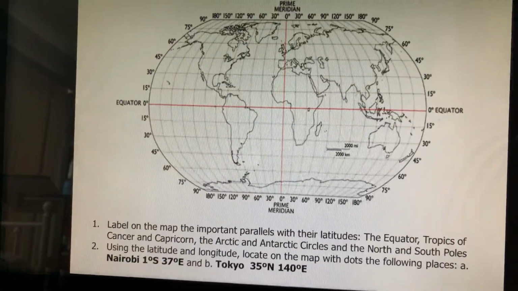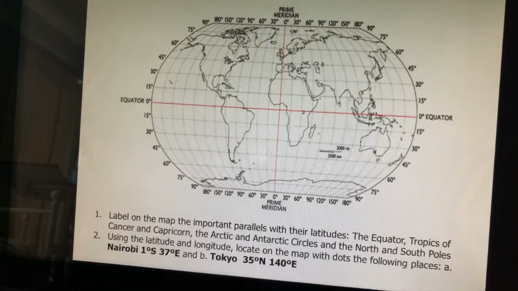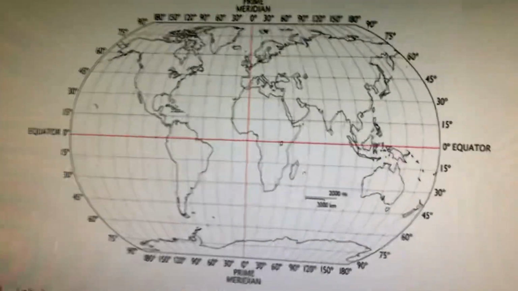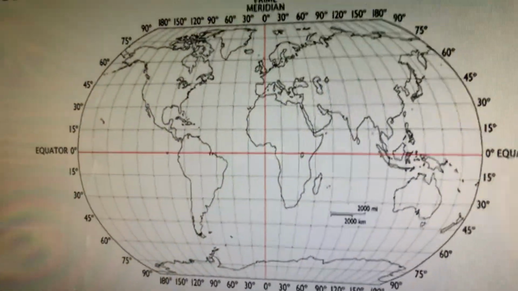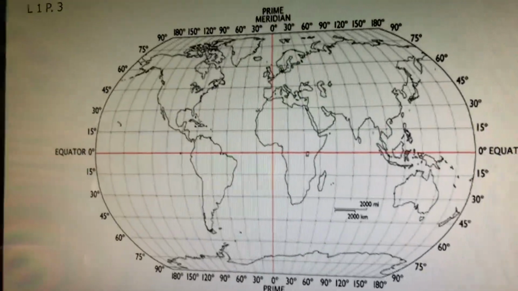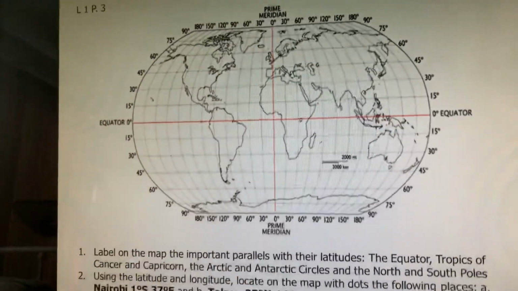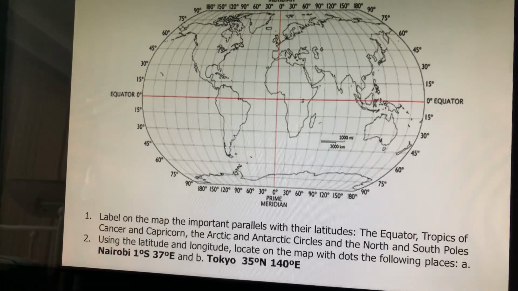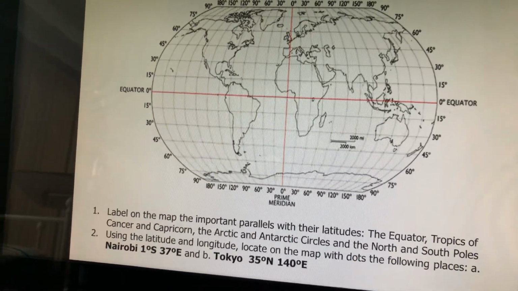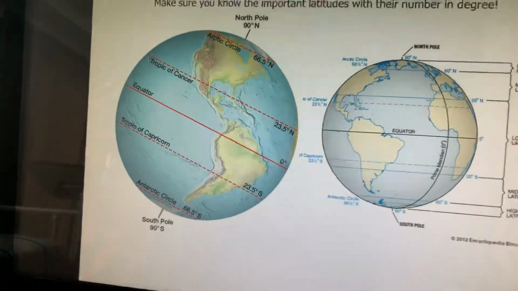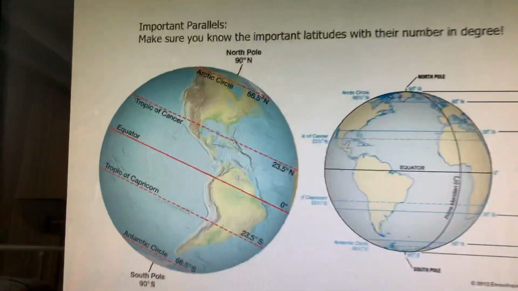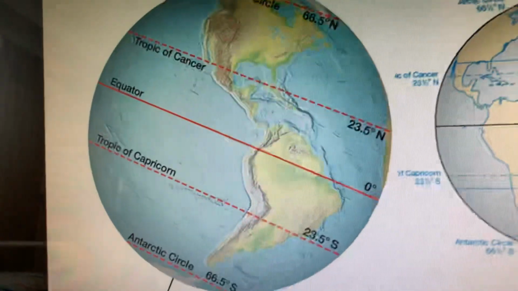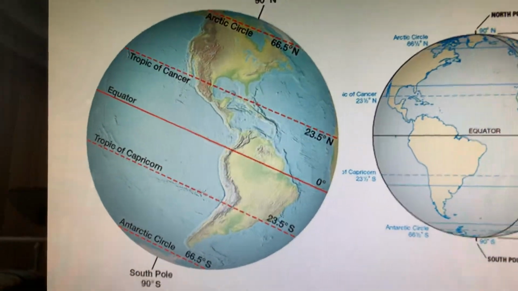Then the last one, on this globe, you have to label the important parallels. We'll go to the map, and also some locations. You see Nairobi and Tokyo using the grid coordinates. Let's go to this page. Here is the globe, and these are very important lines. You definitely have to know them.